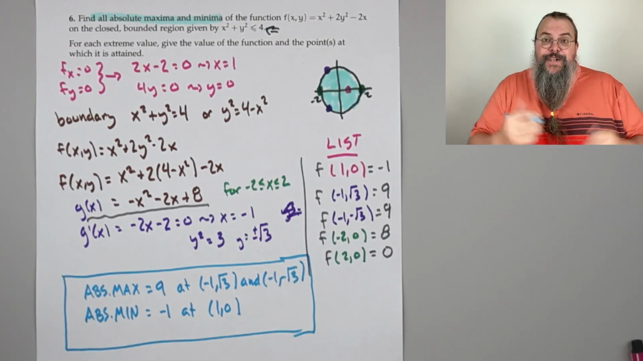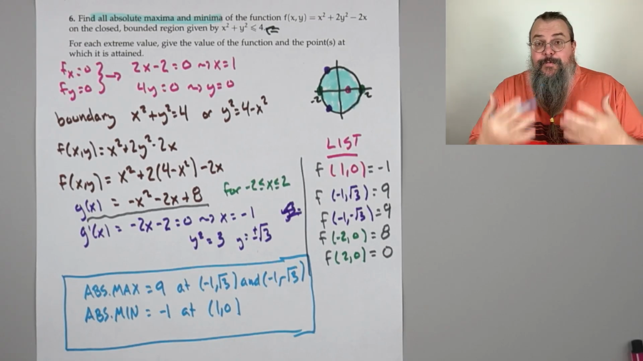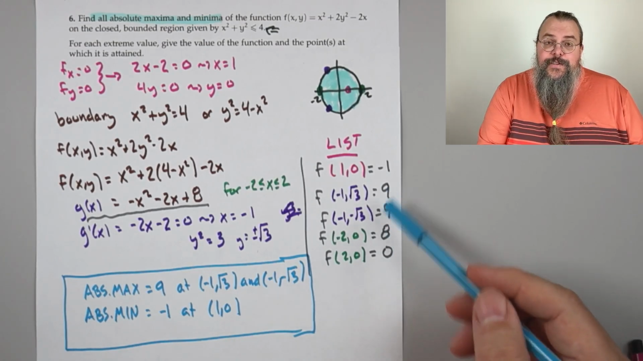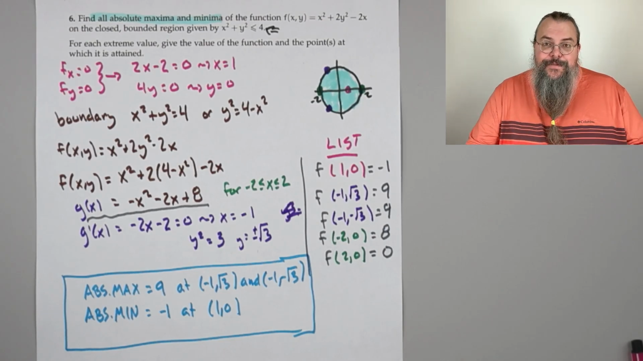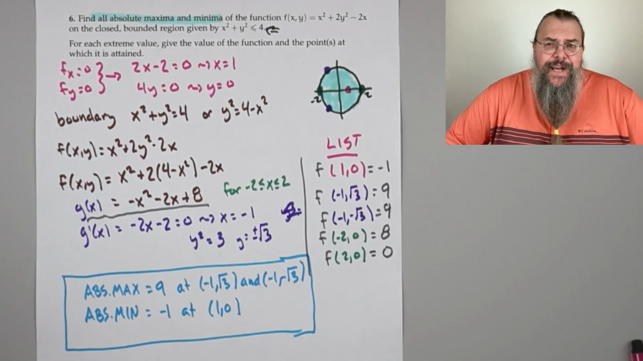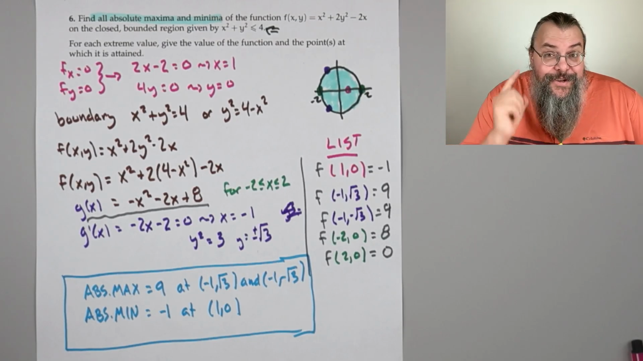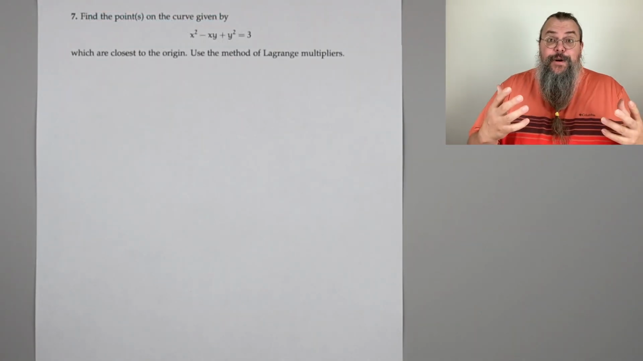So we finished. Again, procedure, make a list, plug it in, look for largest and smallest values. Not too bad. Just be careful and make sure you do the boundary. The boundary is usually the hard part. The interior, not bad at all. Well, that's 6 problems down. That means there's still 1 more to go. Number 7, our final problem.